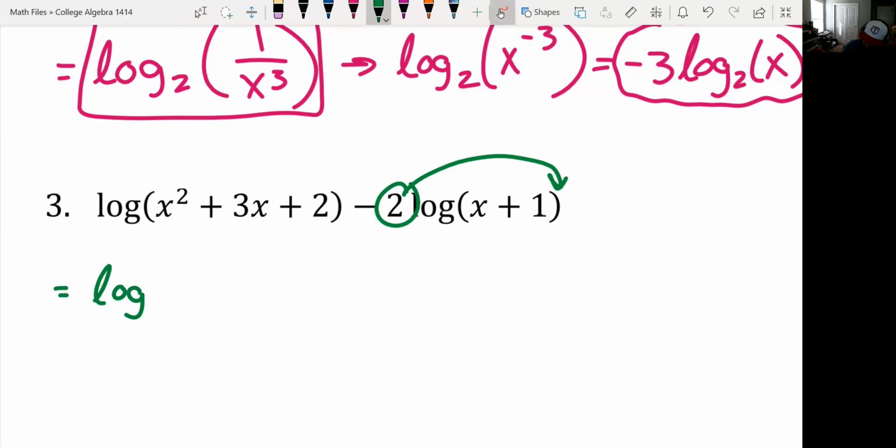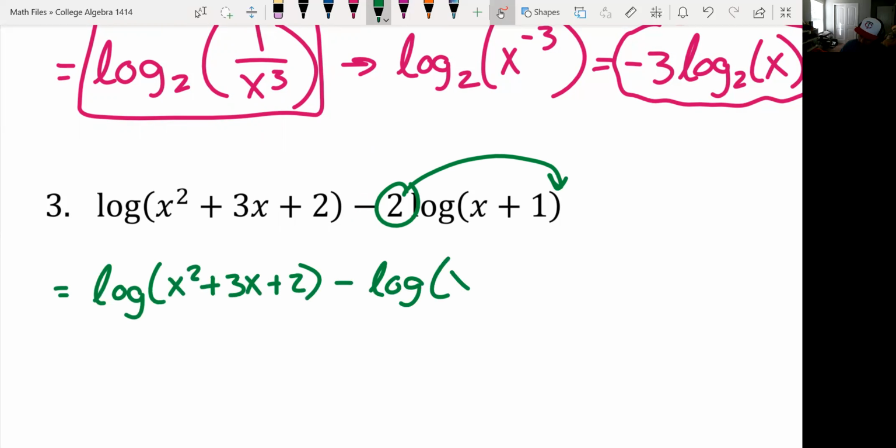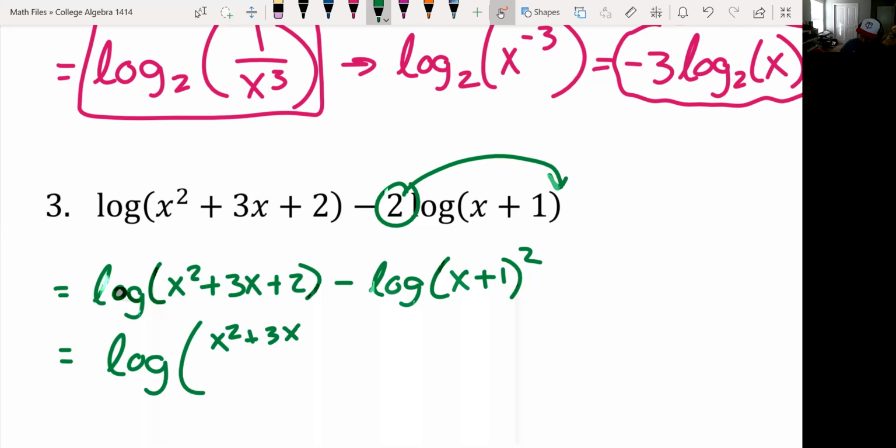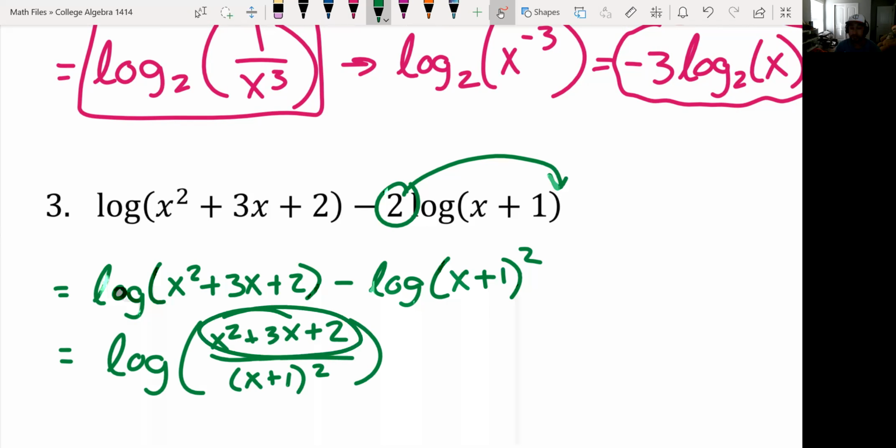So you'll get log of x squared plus 3x plus 2 minus log of x plus 1 squared. And now we quotient to difference this, and we will have the log of x squared plus 3x plus 2 over x plus 1 squared. Now, we should be able to keep going because we notice that this numerator is definitely factorable.